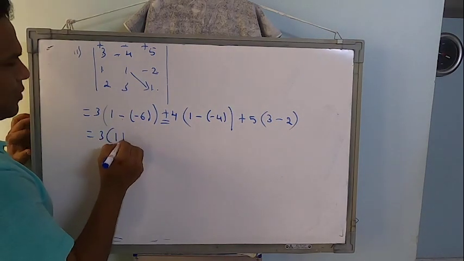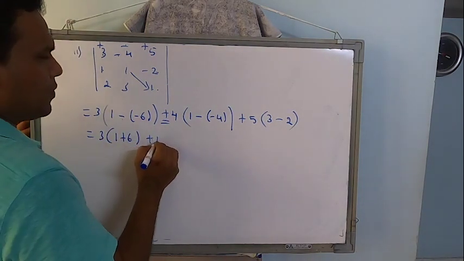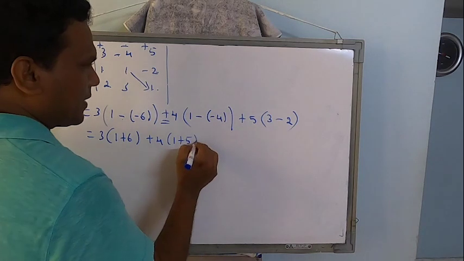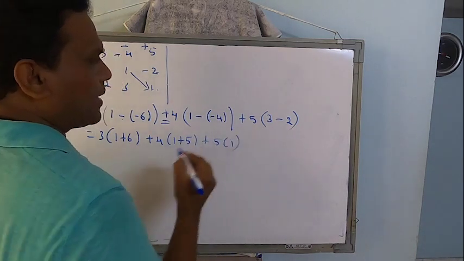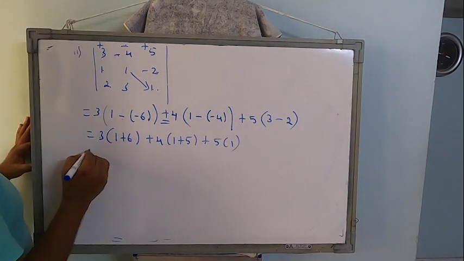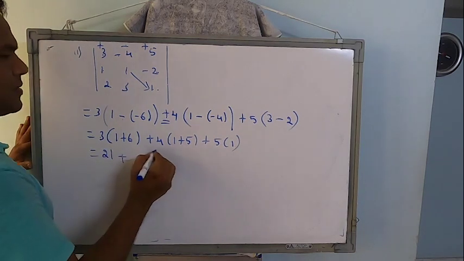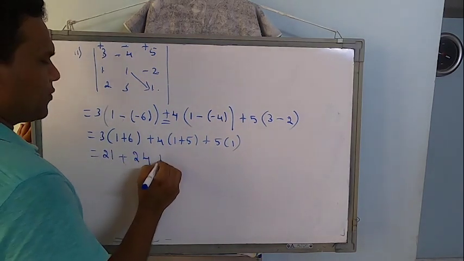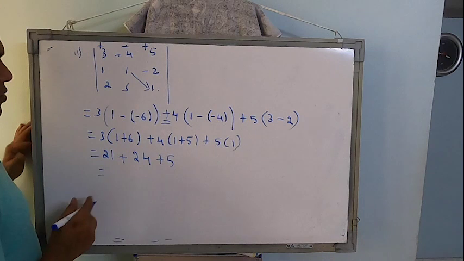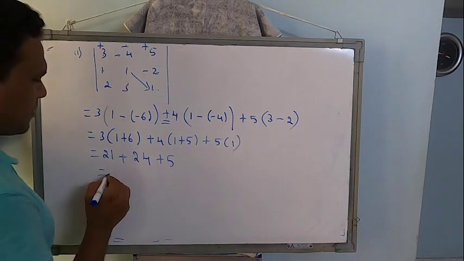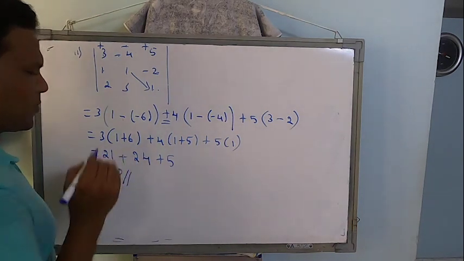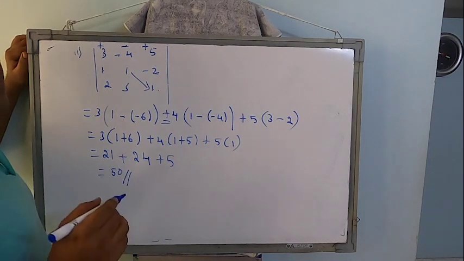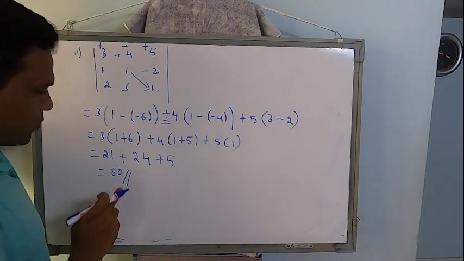So 3 multiplied by 1 plus 6, 4 multiplied by 1 plus 5, 5 multiplied by 1. So 7 multiplied by 3, 21 plus 6 multiplied by 4, 24 plus 5. So how much is this going to be? This is 45, plus 5, and that's going to be 50. So whenever you expand a determinant, the final thing should be a real number.